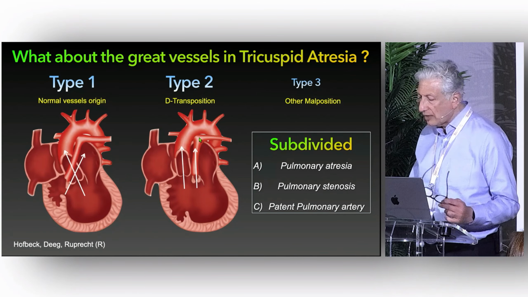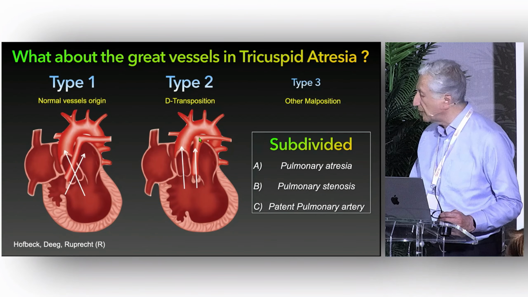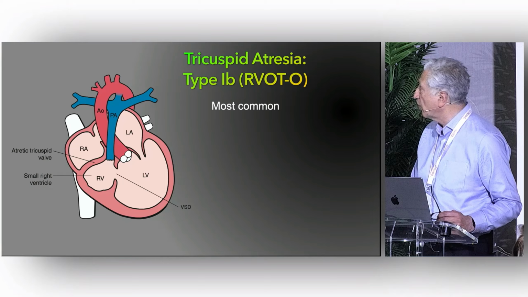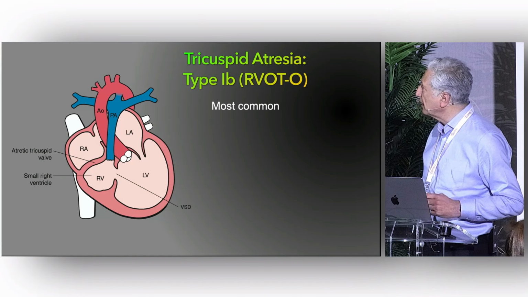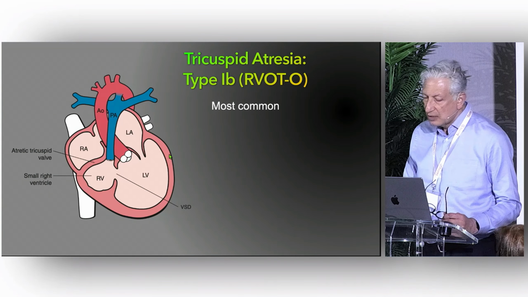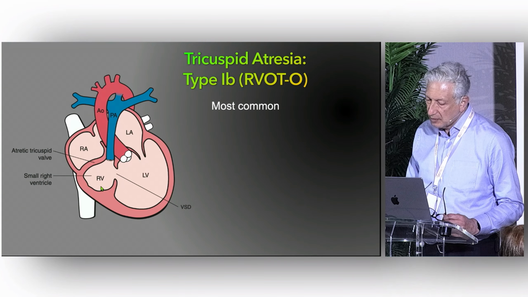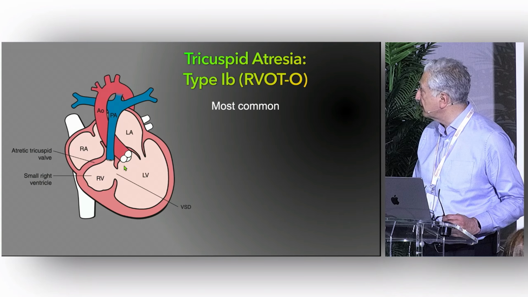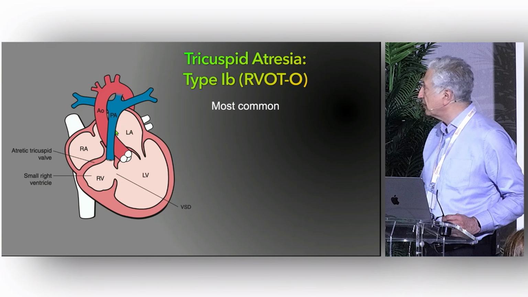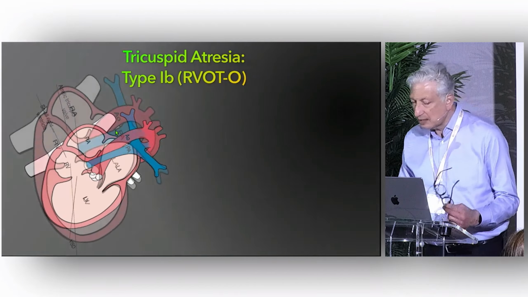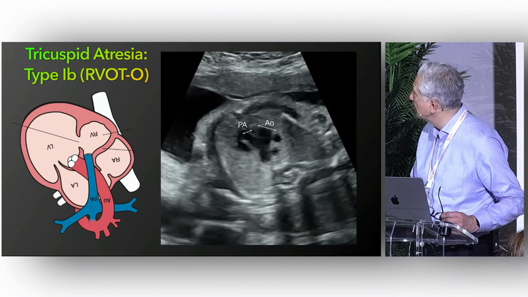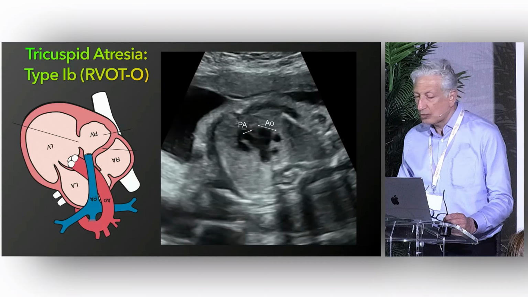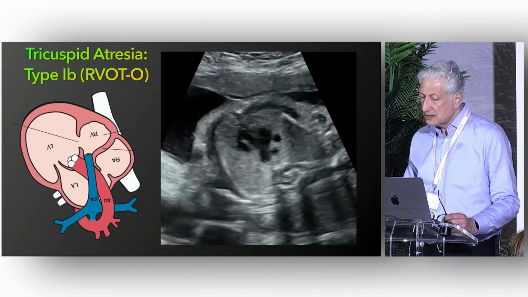But anyway, we have type 1, type 2 divided into A, B, and C, and the most common one you may see is probably type 1B, which means you have a VSD, you have a small right ventricle, you have a concordant connection of the vessels, and you have a narrow but patent pulmonary artery. And this is how it looks in a video. You see the narrow pulmonary artery in comparison to the aorta.